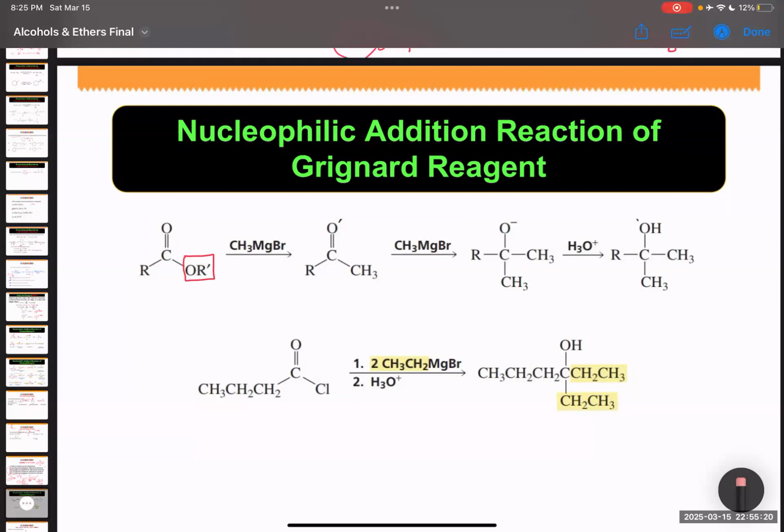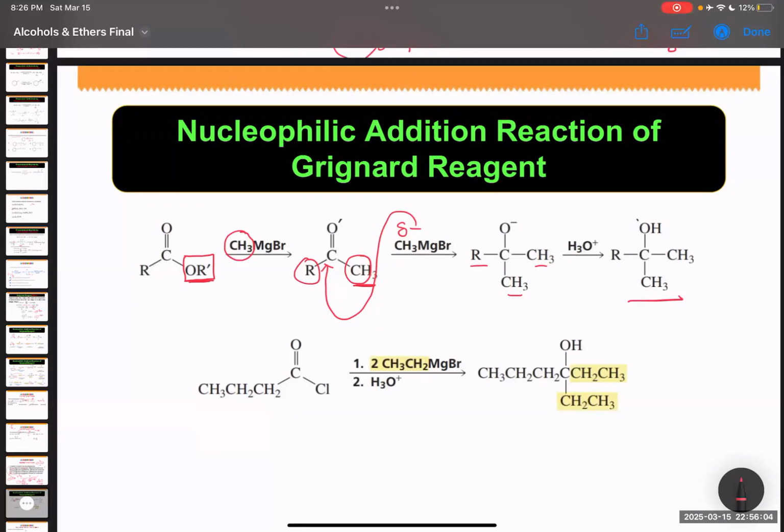So let's see over here. First, Grignard is going to come and join in, and it will remove this group. This is a good leaving group. It will come out. You have a methyl connected in place of OR dash. Next you have methyl again coming in, but now you do not have any leaving group, so it is going to come in. Both are alkyl groups, they are not going to come out. Now you have 2 methyl and the original R group connected to it, and you have a tertiary alcohol.